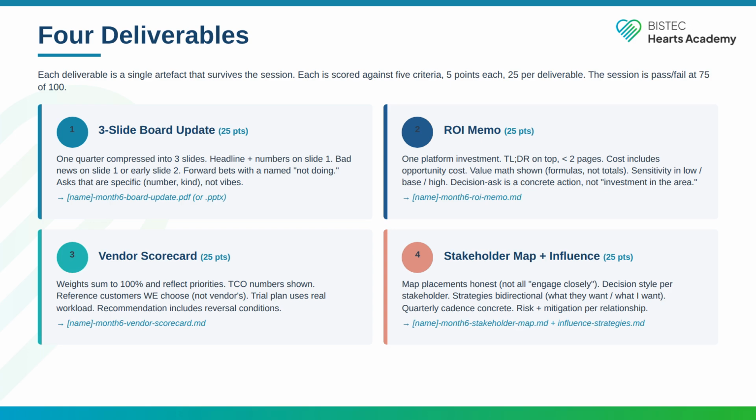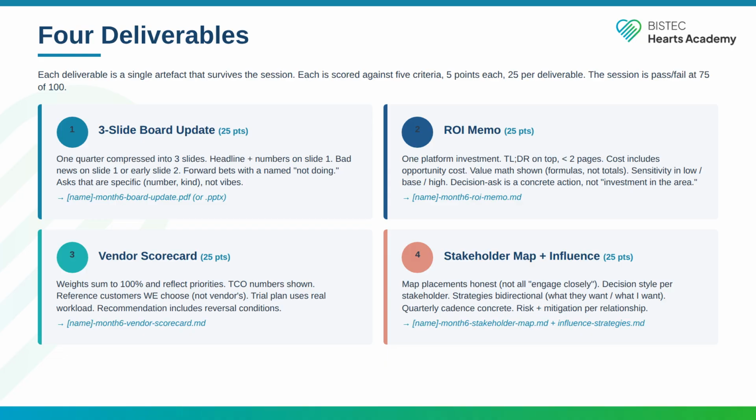Deliverable 1, 3-slide board update, 25 points. 1 quarter compressed into 3 slides. Headline plus numbers on slide 1. Bad news on slide 1 or early slide 2. Forward bets with a named not-doing. Asks that are specific, a number, a kind, not vibes. File: name-month-6-board-update PDF or PPTX.